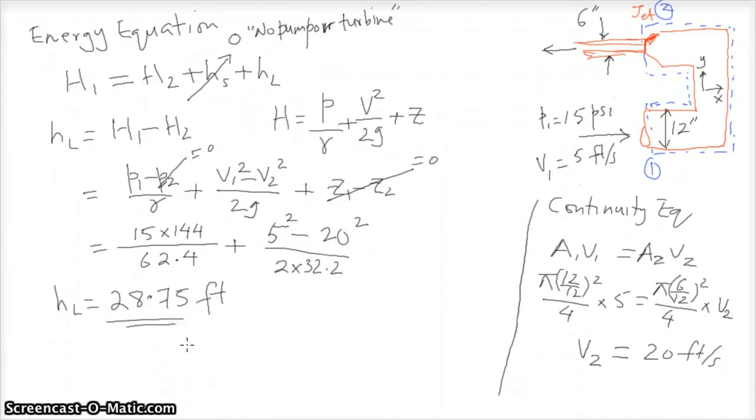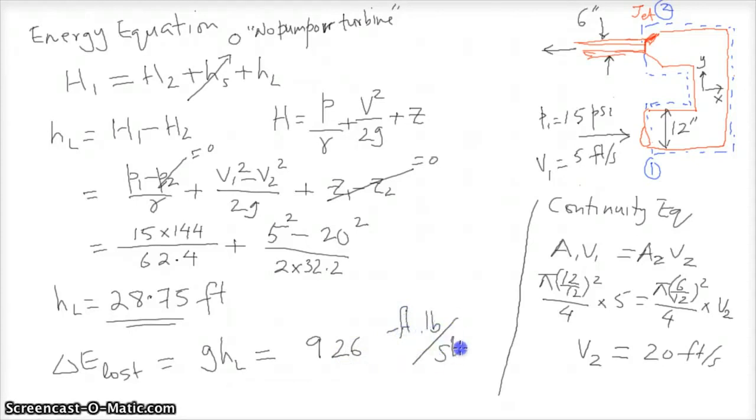In order to find the energy lost per unit mass, we multiply this by g. So the energy lost, delta E, would be equal to g times HL, and that comes out to be 926 foot-pound per slug. So this is the answer to the first part of the question, which asks for the energy lost due to the 180-degree bend. I will clear part of this screen to solve the second part of the problem.